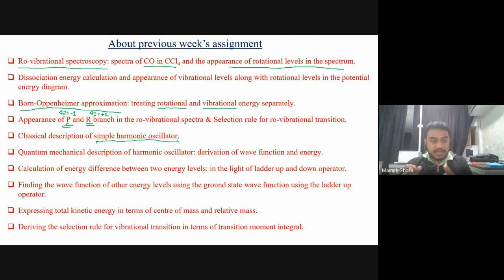It is completely constant. Then from this classical description, there was a shift to the quantum mechanical description of the harmonic oscillator. There the discussion was on wave functions and energy calculation. What should be the wave functions for each energy level? What should be the energy of each level? That was also calculated. Next, the calculation of the energy difference between two states was also done.